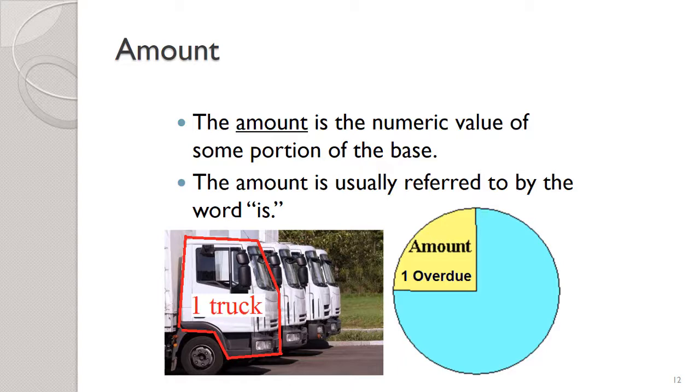And finally, the amount is whatever the percentage represents. So that 25% represents 1 truck. That is the amount of trucks that are overdue for their oil change. And that almost always shows up next to the word is.